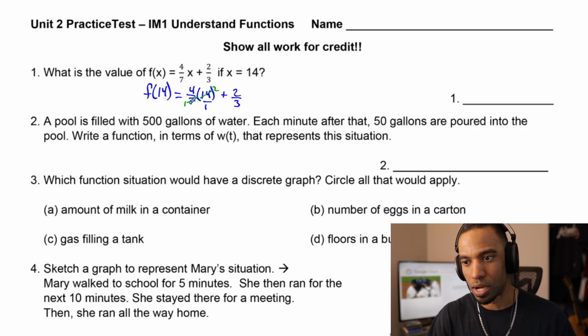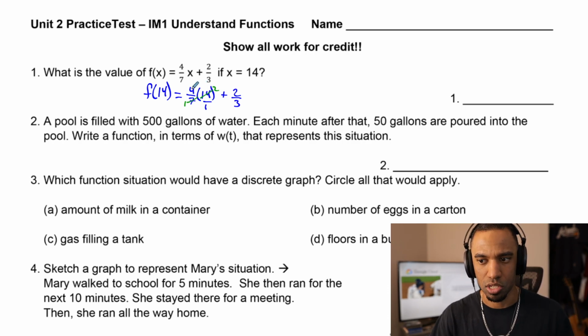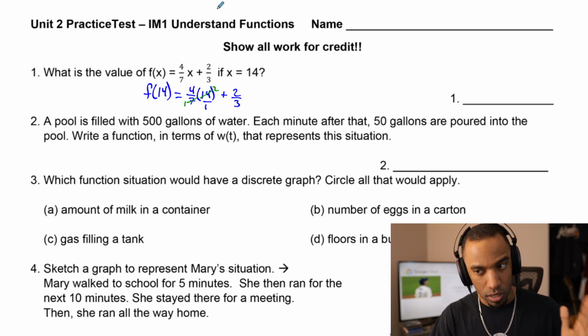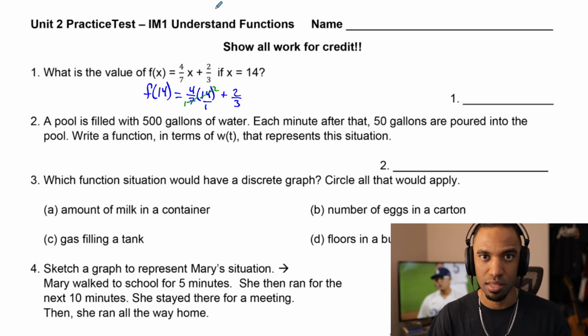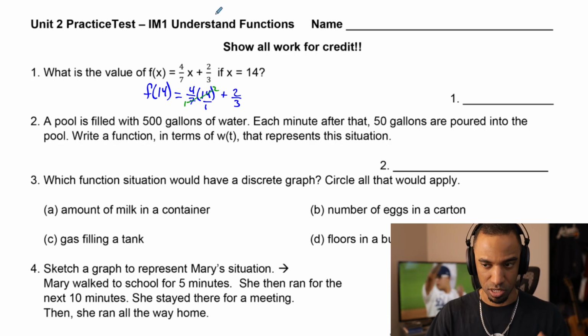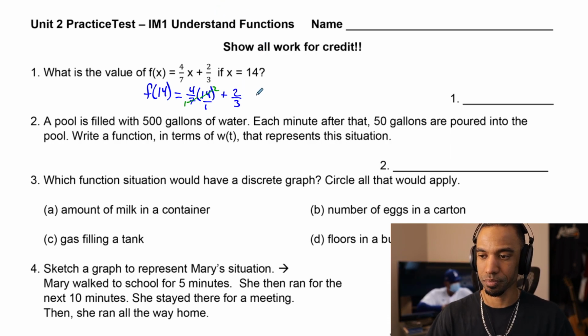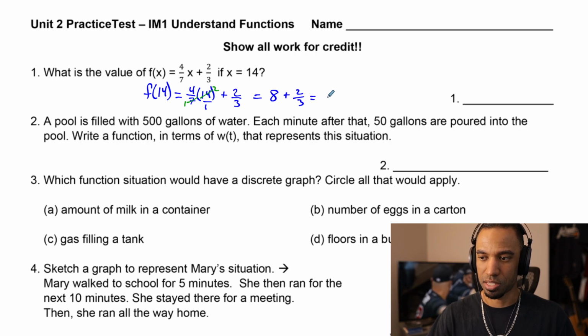So now on the bottom is just 1s. Basically, I can just ignore those. All that's on top is now 4 times 2, and 4 times 2 is 8. So you could do 4 times 14. If you want to do 4 times 14, that's 56. 56 divided by 7 is 8. It still gets you there. Anyway, so we have 8 plus 2/3. Now as a mixed number, that's 8 and 2/3.